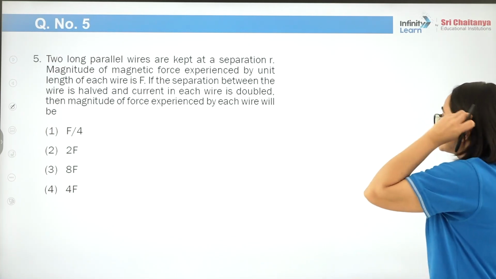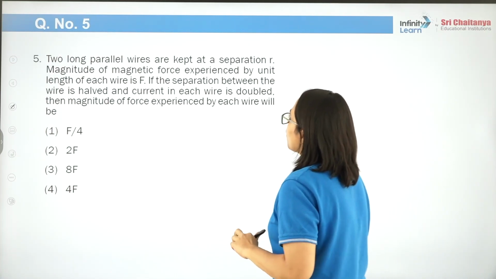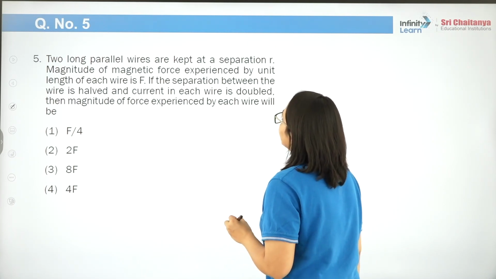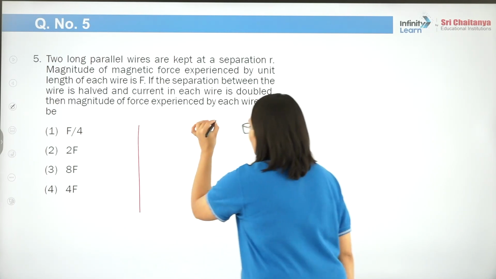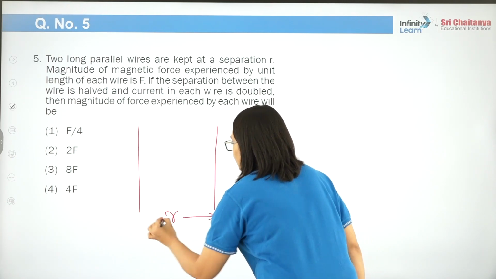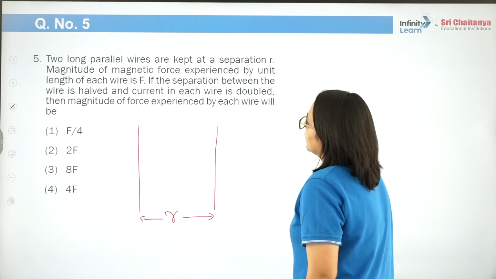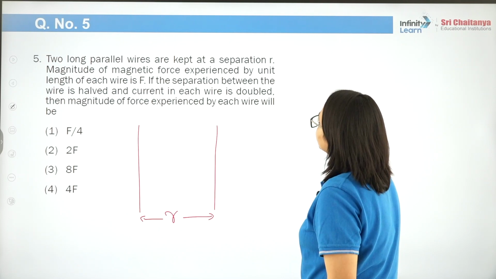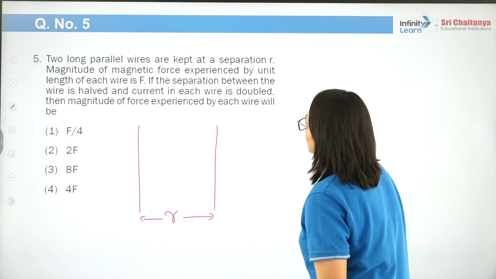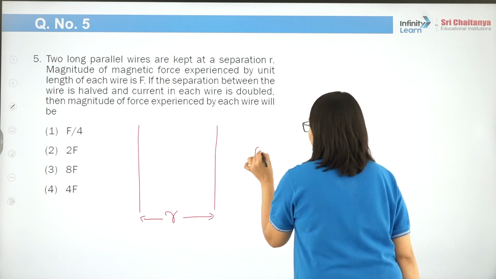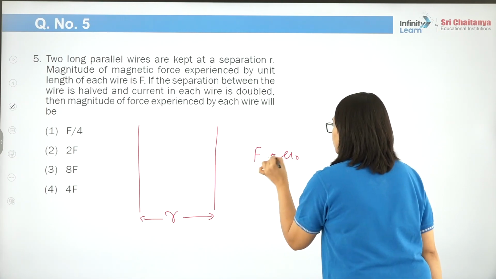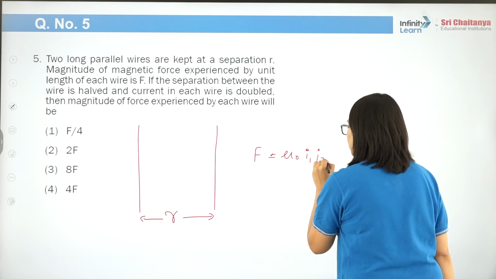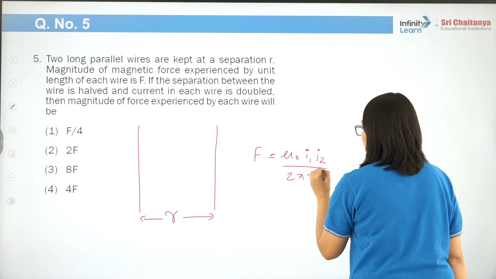Okay. Next is question number 5. We have two long parallel wires and these are kept at a separation r. And the force experienced by unit length of each wire is F. That means force per unit length is mu naught I1 I2 divided by 2 pi r.